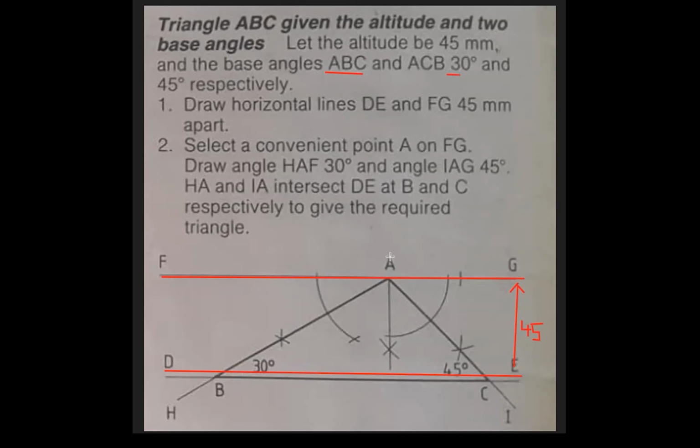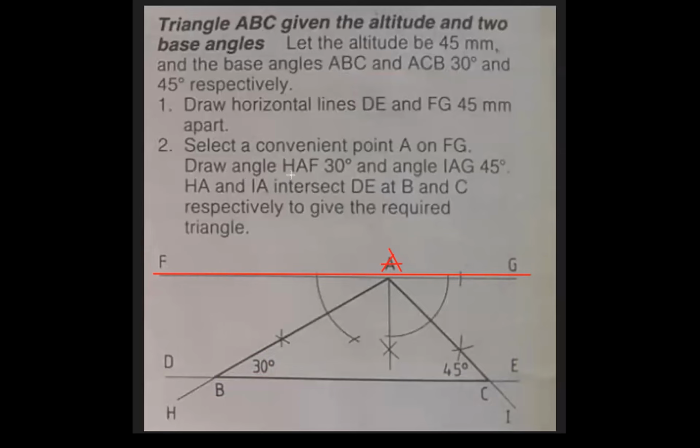And where it says ABC is 30. So we know that this has got to be A. This is B, as they have there, and that's C. So that means the 30 degrees we know to create that 30 degrees there. So select a convenient point A on FG, okay, which is here.